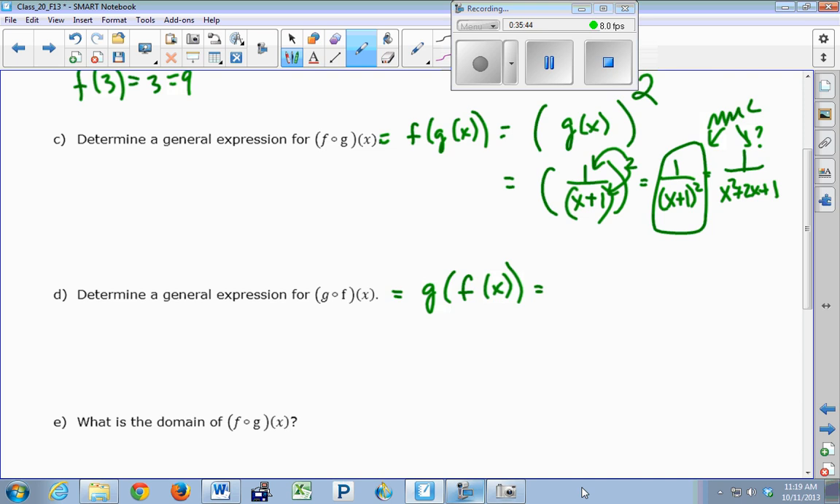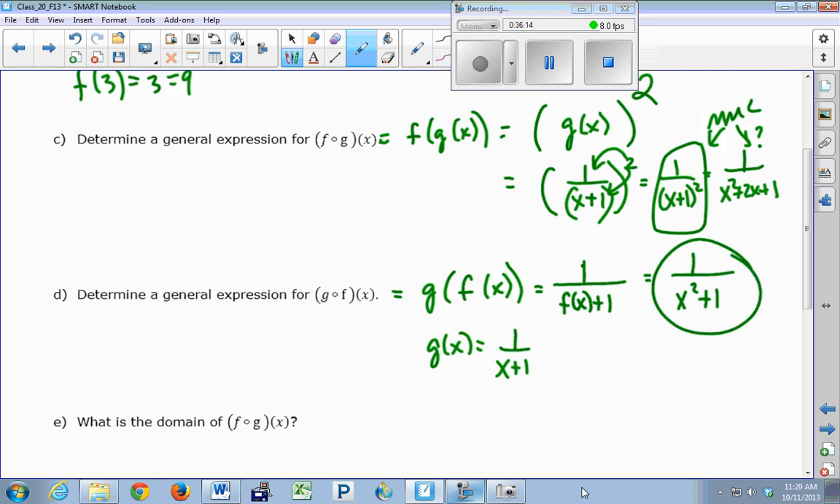1 over x plus 1. 1 over x plus 1? Sure. That's what g of x is. All right, so I'll put that underneath. Okay. Now the x's you substitute. Okay, so I substitute f of x, because that's what's going into the g function. And now f of x is x squared plus 1. And that's your answer. There's no simplification of that.